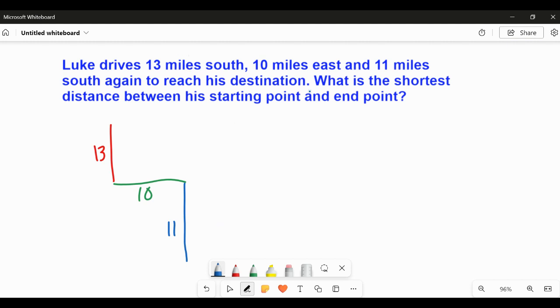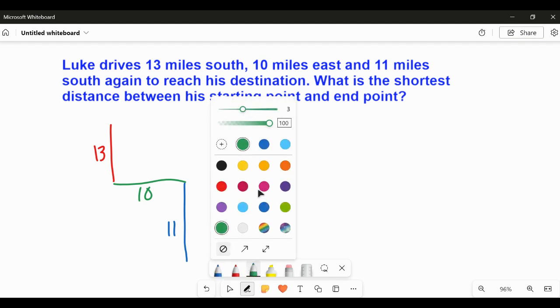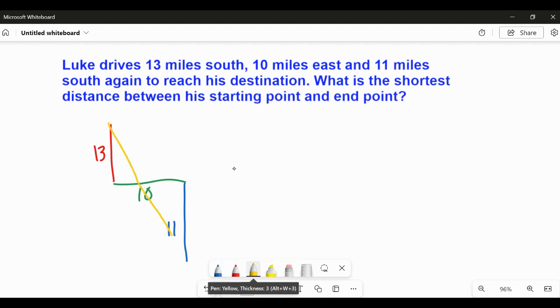Now, I'm trying to find the shortest distance between the start point and end point. Now, if I made a line that connected these, let me do this in a different color, yellow here. Okay. If I try to connect those, it makes two right angles, right? There's a right angle here and a right angle here, but it doesn't necessarily cut through the middle. And I don't know where this crosses over. So we can't really look for this and this without knowing what these sides are.